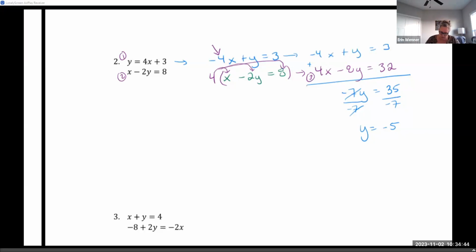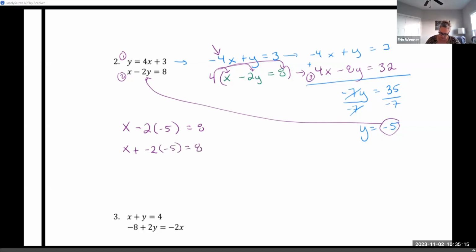I'm just going to go with equation 2. So I'm going to take this and bring it over and plug it in here. So I'm going to have x minus 2 times negative 5 equals 8. Remember, if you are somebody who makes the mistake a lot where you're multiplying that minus 2 times negative 5 and you forget that that's a positive 10, maybe take that extra step to rewrite it as x plus negative 2 times negative 5.